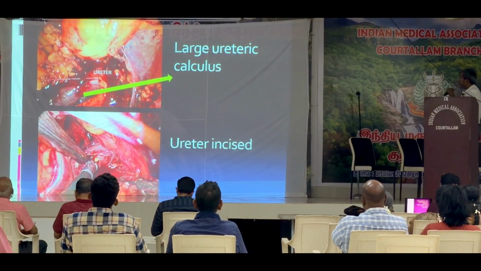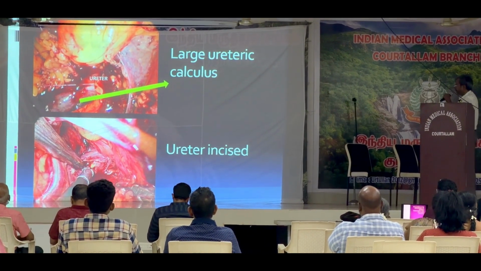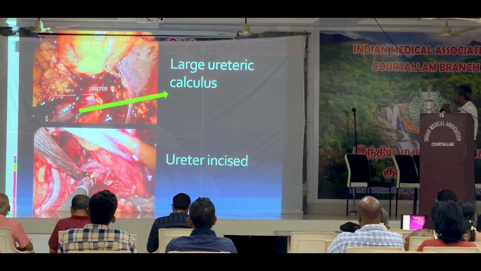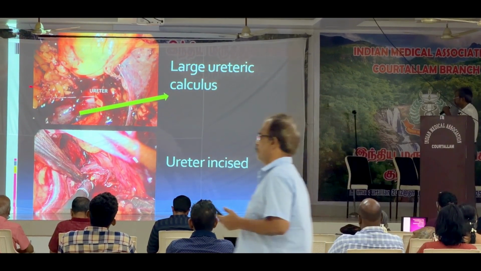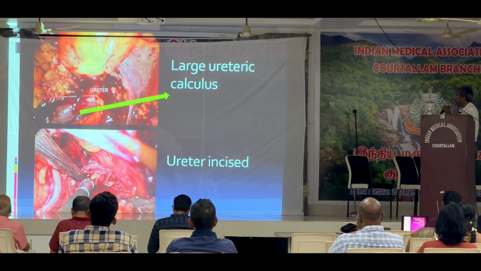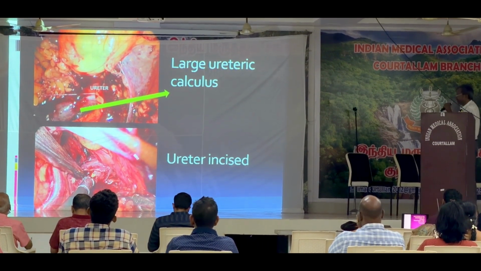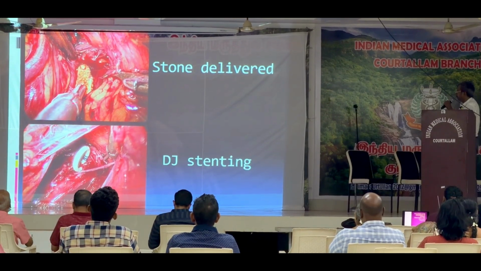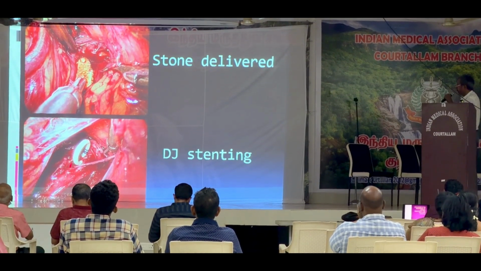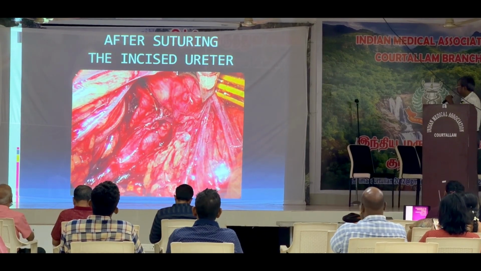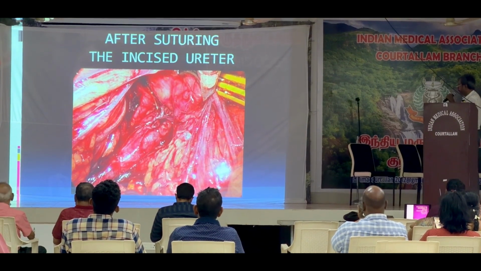This is a large ureteric calculus. This is the ureter with the large calculus. This is a retroperitoneoscopy. You can see a large amount of fat. Then the ureter is incised. Next slide. Then the stone is delivered out. Then we put a DJ stent inside the ureter, suture the ureter and leave a drain.